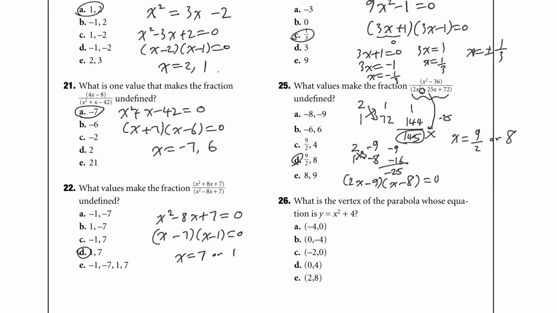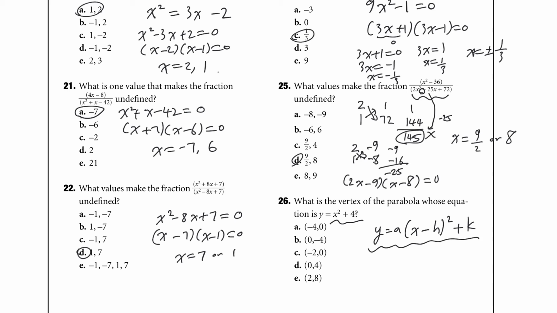Okay, number 26. What is the vertex of the parabola whose equation is y equals x squared plus 4? So this is already in vertex form, right? If a parabola quadratic equation is in this form, we call it the vertex form, and the vertex is h, k, right? In this case, our h is equal to 0, and then our k is equal to 4, so our vertex would be 0, 4. D.